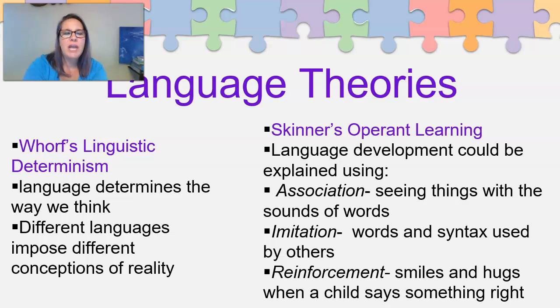Skinner's operant learning, and we're going to talk about B.F. Skinner a bit more in the next unit when we get to learning. But Skinner said that language develops by a child interacting with older children or adults. So he said it can be explained in three different ways. The first one is association. So seeing things with the sounds of the words on them.